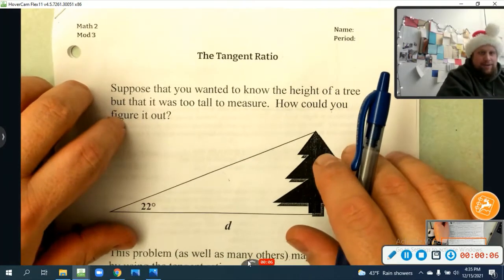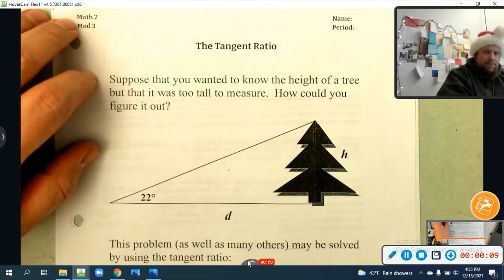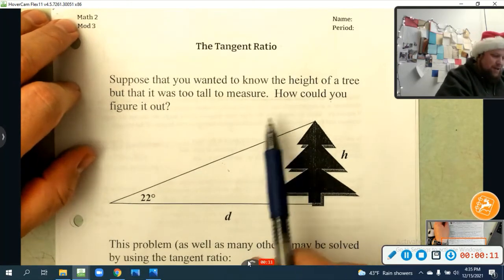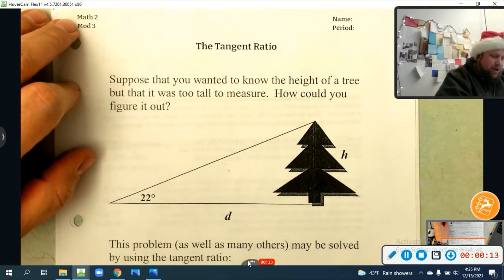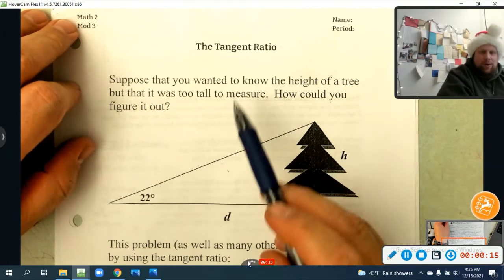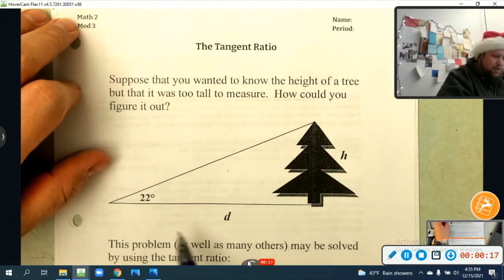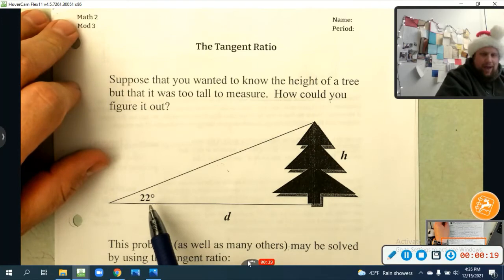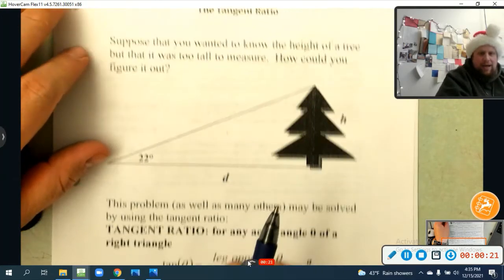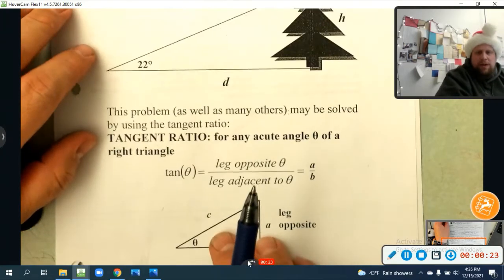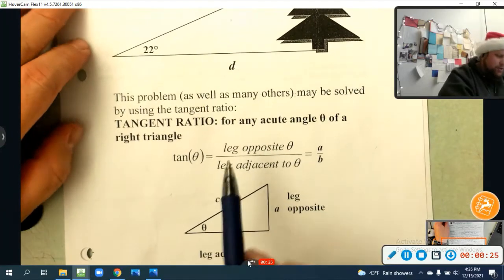Today we're talking about the tangent ratio. Suppose you wanted to know the height of a tree, but it was too tall to measure. How could you figure it out? Well, it turns out we have this thing called the tangent ratio, and as long as I know the distance and I know the angle measure, I can calculate the height. We're going to get into this. This problem, as well as many others, may be solved using the tangent ratio.